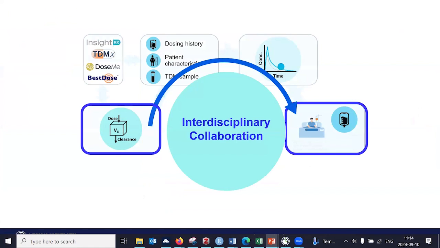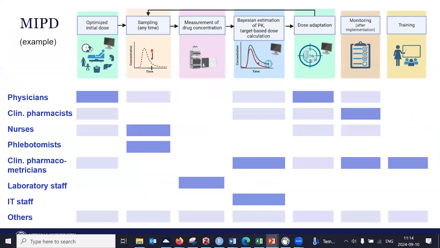So a successful MIPD program requires interdisciplinary collaboration among various stakeholders that take over different tasks in the MIPD process. These stakeholders include physicians that are, of course, crucial in making dosing decisions, clinical pharmacists who are essential for implementing and monitoring the MIPD service, nurses and phlebotomists that play key roles in sampling and documentation, lab experts that provide quantification of the drug. And IT staff are indispensable for integrating MIPD into electronic health records, and clinical pharmacometricians can help with the implementation and also the training of other healthcare professionals.